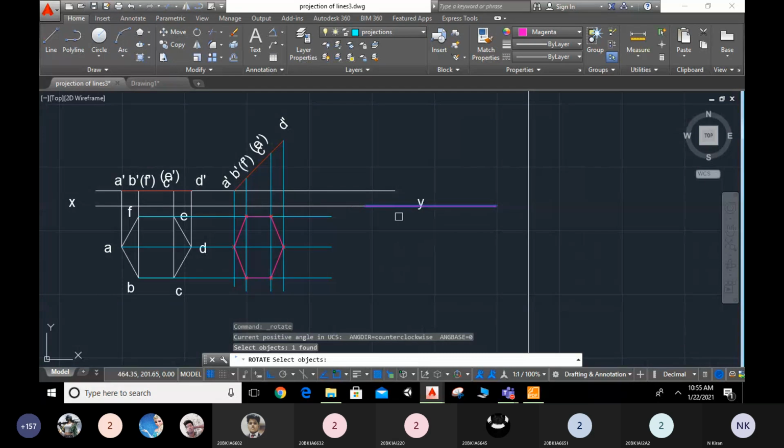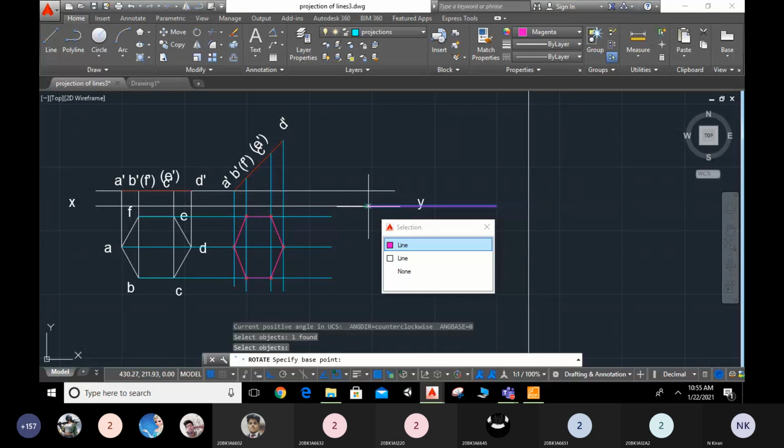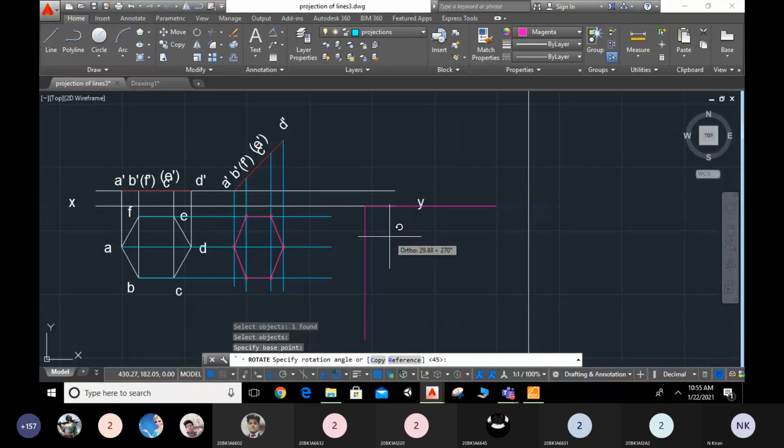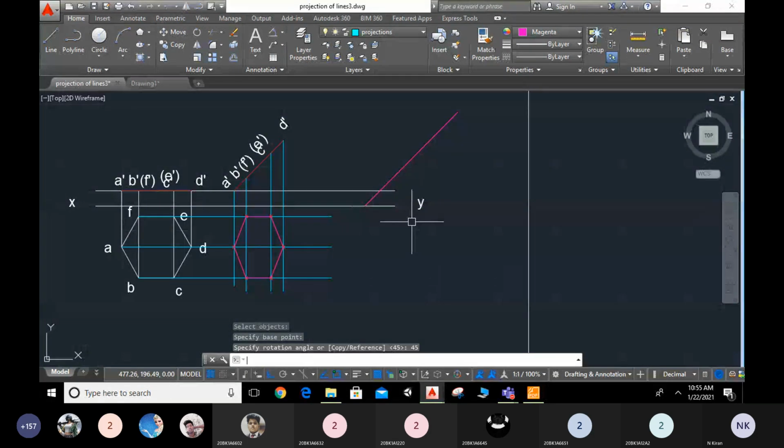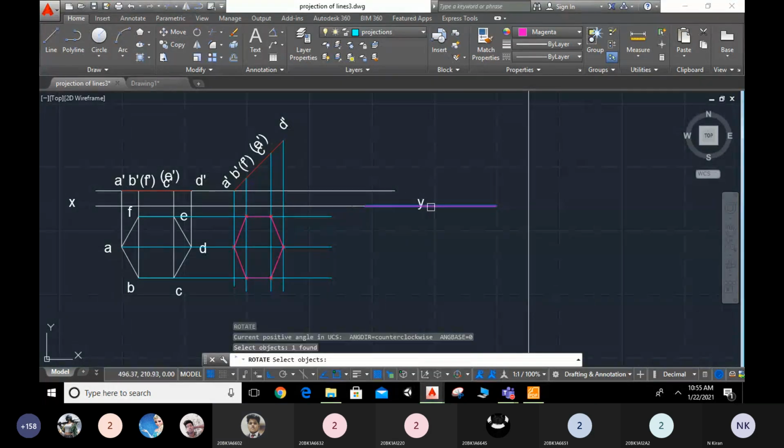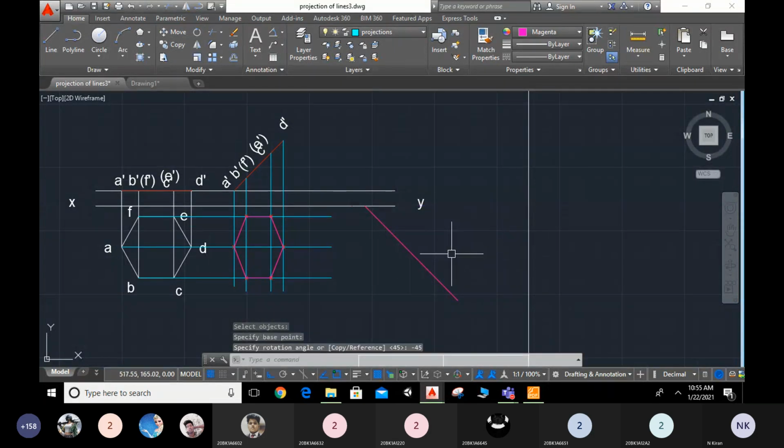Rotate, I will select this one, enter, and what is the angle? Base point, I will select this one. Okay, what is the value? 45, enter. If I give 45, it is taking upside. So what I have to do? Minus 45. RO enter. Now I will select the objects, enter, and this is the base point. Now minus 45, enter. Okay, this is our angle.